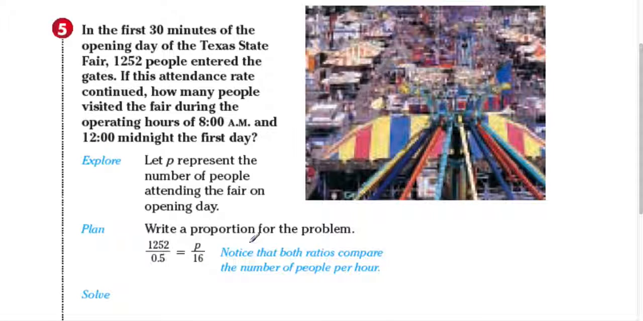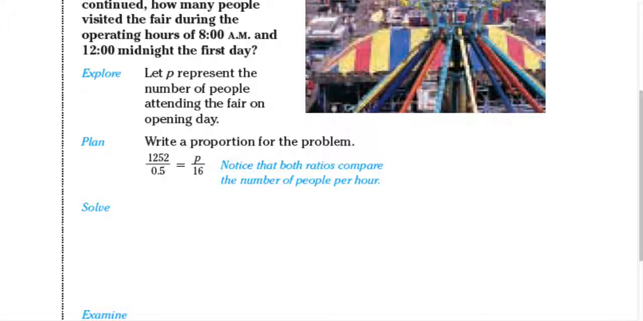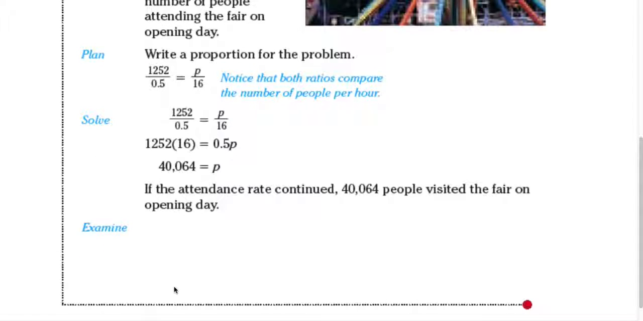From there we do our cross products. We use what we know in cross products. We have 1,252 times 16, we multiply our extremes, and we multiply our means, 0.5P, and we simply solve for P. Multiply 1,252 times 16 and divide it by 0.5. You end up with a value of 40,064. So if the attendance rate continued, 40,064 people visited the fair on opening day.